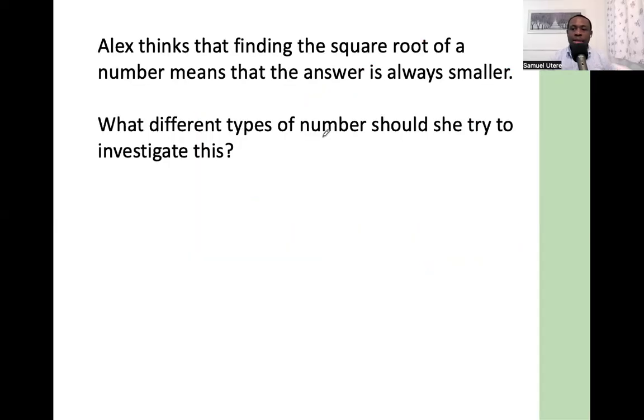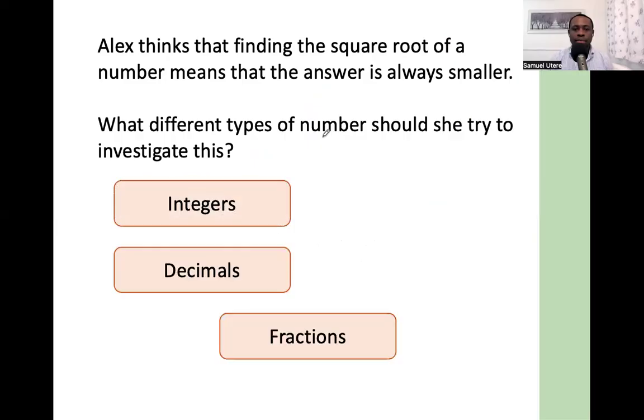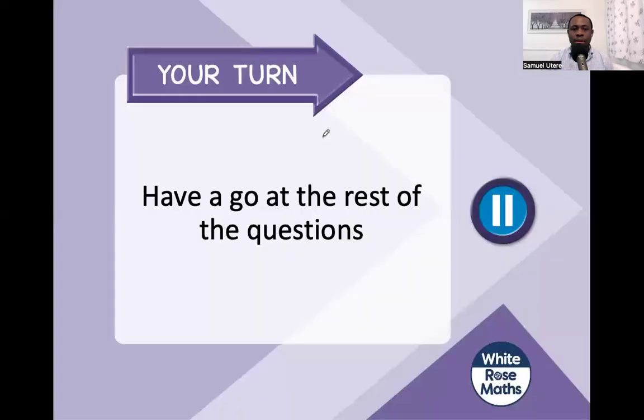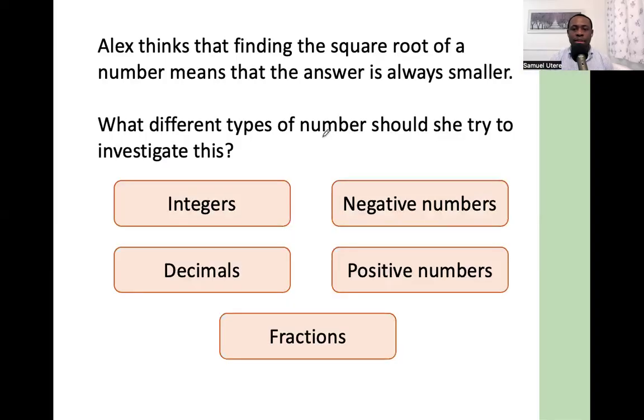Alex thinks, here's another example. Alex thinks that finding the square root of a number means that the answer is always smaller. What different types of numbers should she try to investigate this? Well, she could try integers, decimals, fractions, negative numbers, positive numbers, and after trying all these numbers, Alex would then be in a better position to test her conjecture.